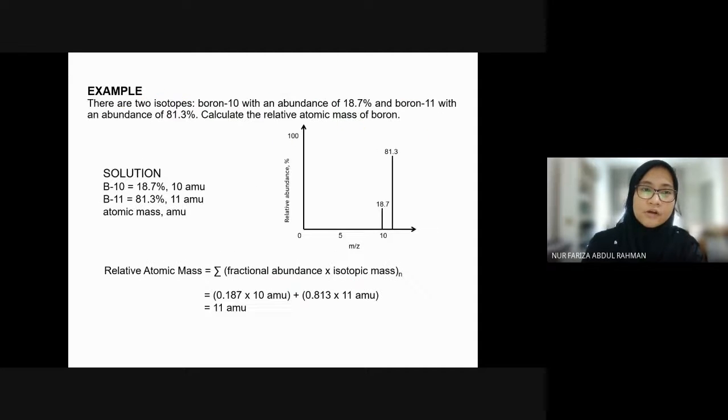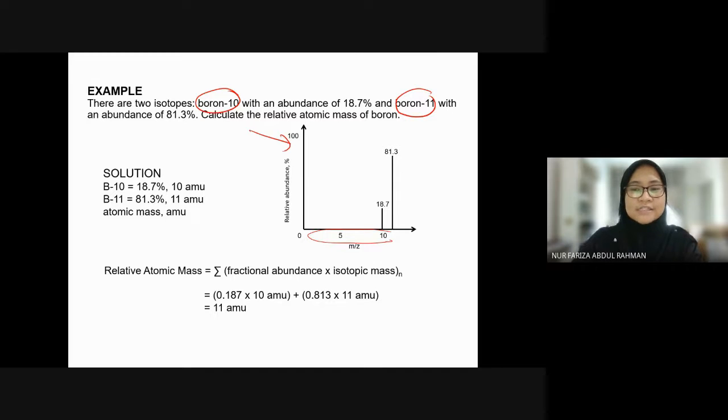Moving on to another example. There are 2 isotopes for boron. So we have boron 10 and also boron 11. As you can see, the information can be given in the form of a graph. On the y-axis we have the relative abundance. On the x-axis we have the mass number.